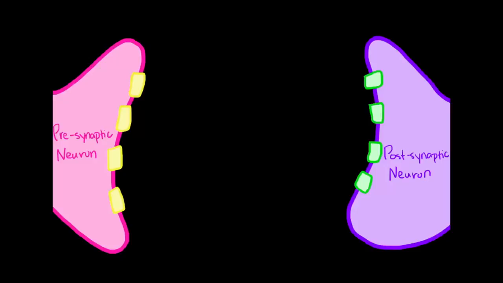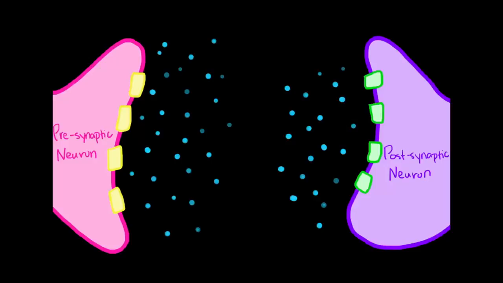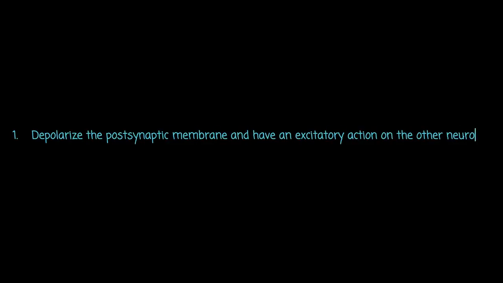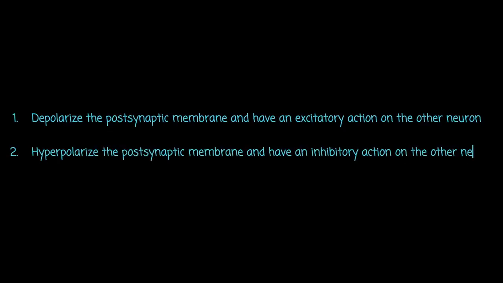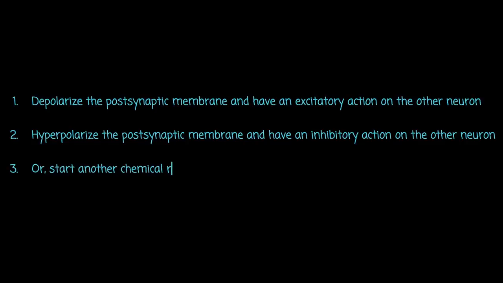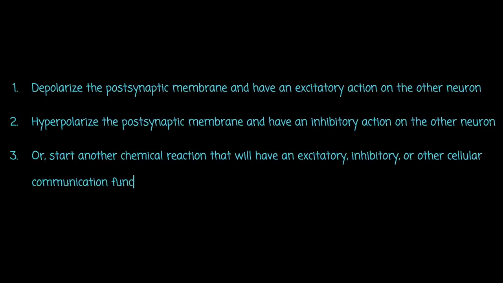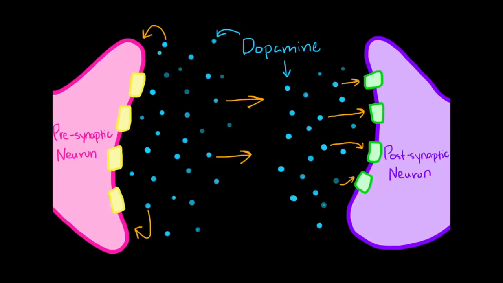In general, when neurotransmitters are released into the synapse, the messenger system may: 1. Depolarize the postsynaptic membrane and have an excitatory action on the other neuron. 2. Hyperpolarize the postsynaptic membrane and have an inhibitory action on the other neuron. Or 3. Start another chemical reaction that will have an excitatory, inhibitory, or other cellular communication function on the postsynaptic cell. Neurotransmitters can also influence the neurons they came from by sending and receiving a cellular message through an autocrine system.